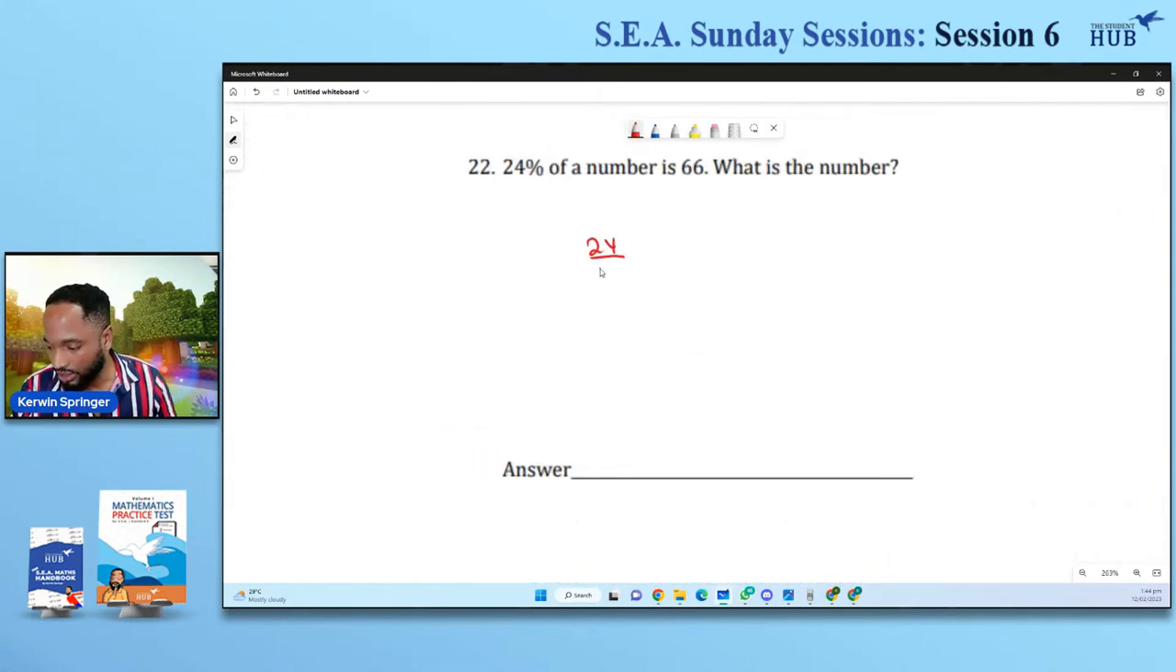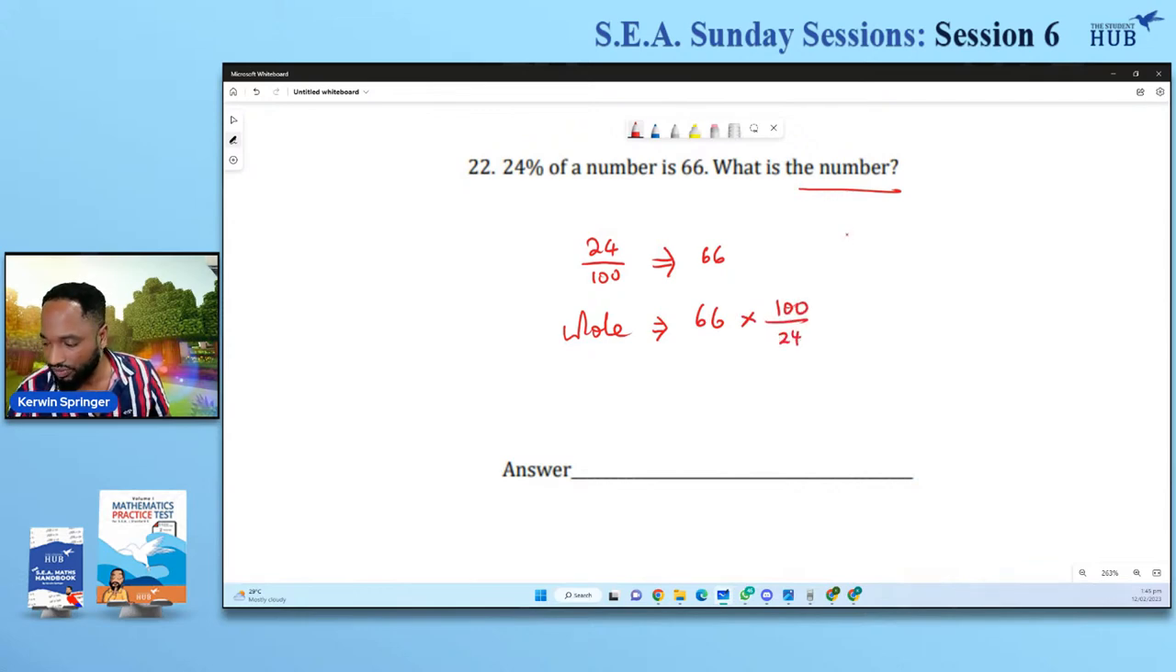24% of a number is 66. So 24 over 100, which is 24%, represents 66. And what is the whole? How do you find the whole? You find the whole by doing an inversion. So we multiply by 100 over 24. 100 over 24. What's the number now?